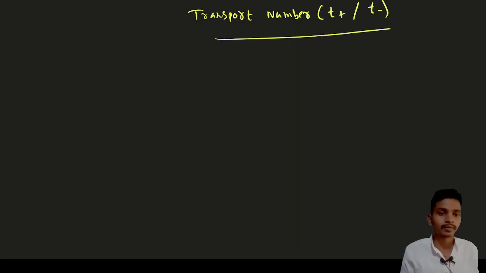Today's class is transport number. Transport number, that we represent either as t plus for cation or t minus for anion. So before we start this topic, transport number, we should be familiar with this.